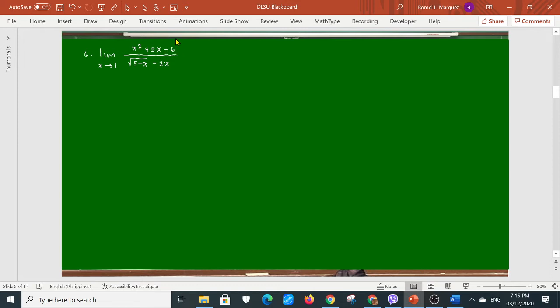Let's see. What are we going to do? This contains a radical, so we cannot simply cancel something, because we cannot factor this like a polynomial. So let's check: what's the limit of the denominator, guys? Still alive, children?